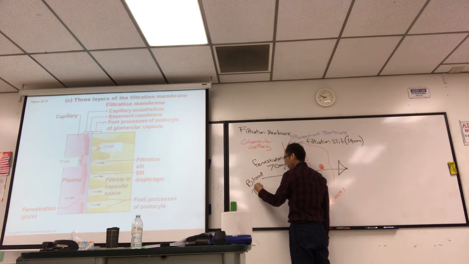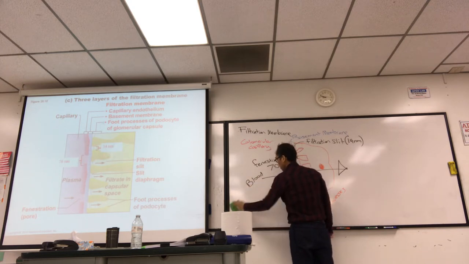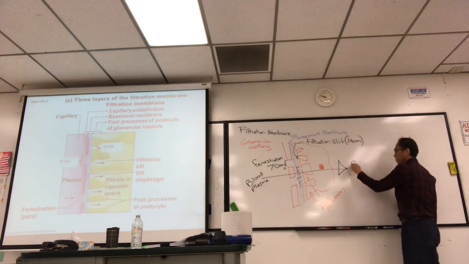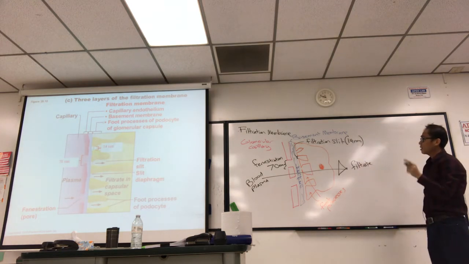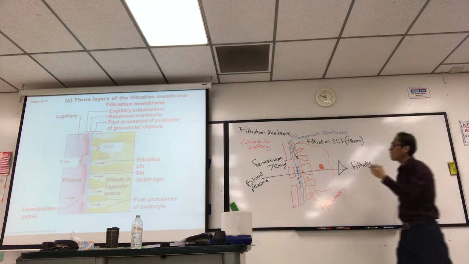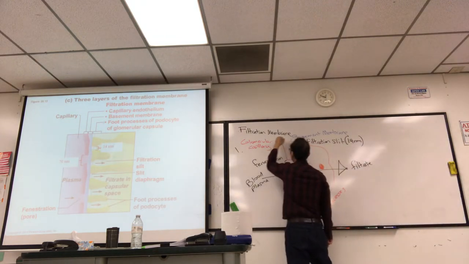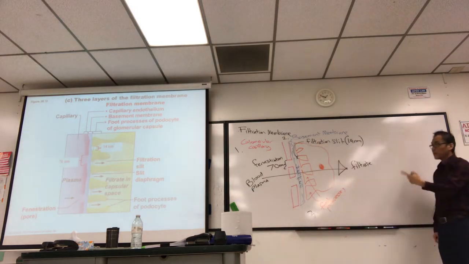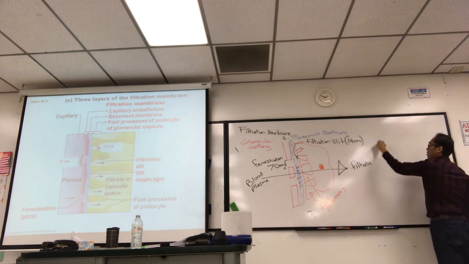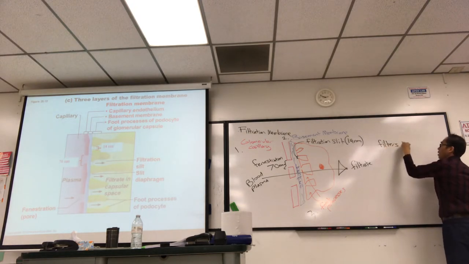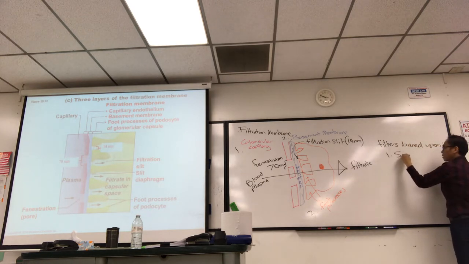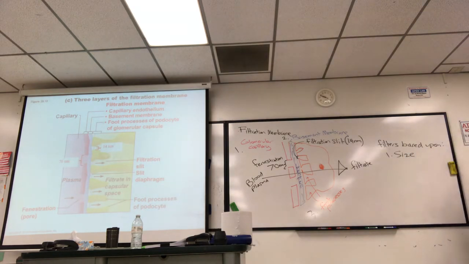Filter the blood plasma. What makes it through is the filtrate. This filter, these three things: number one, the glomerular capillary, number two, the basement membrane, number three, the foot process, is the filtration membrane, and it filters based upon two basic things. One, the size of the molecule.